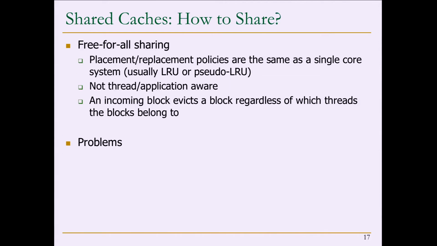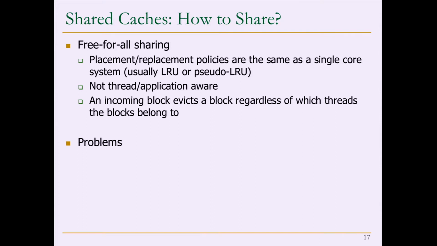OK, so free-for-all sharing, we've covered this in the context of memory system, but this refers to placement, replacement, and insertion policies being the same as in a single-core system, usually LRU or pseudo-LRU, as we've discussed, or MLP-aware cache replacement, whatever you implement. It's not aware of the threads or applications that are sharing the cache. An incoming block evicts a cache block regardless of which thread or threads the block belongs to, right? So it's not aware of the different cores in the cache.